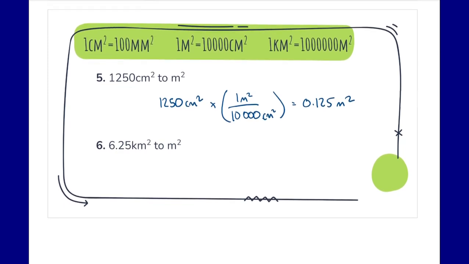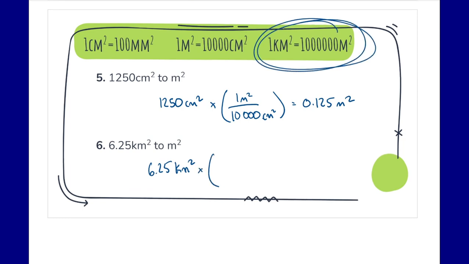And lastly, 6.25 kilometers squared is what we have. We're going to multiply that by a unit rate, again, which we're given. Units we want, so 1,000,000 meters squared over 1 kilometer squared gives us 6,250,000 meters squared.